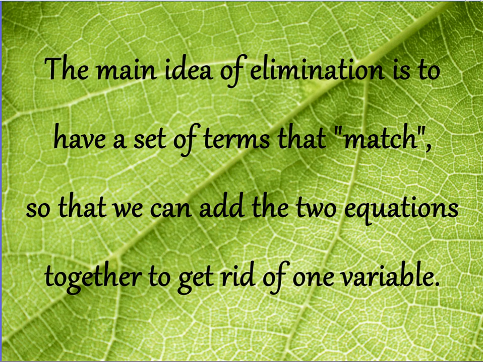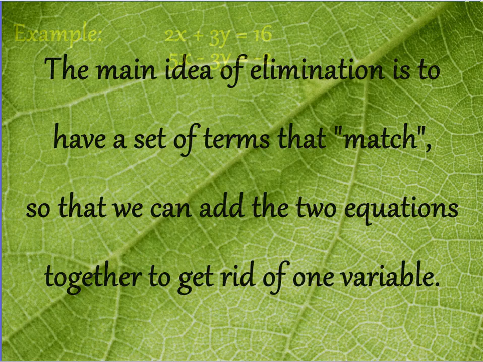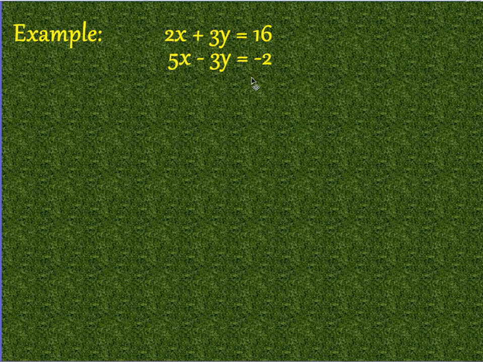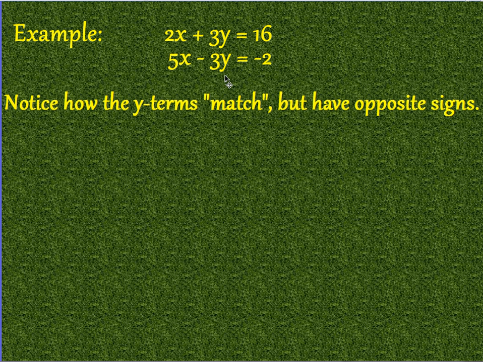The main idea of elimination is to have a set of terms that match so that we can add the two equations together to get rid of one variable. And let me show you what I mean. Here I have a set of equations. Both have x variables and y variables and constants. And notice that our y terms actually do match. They're both 3y's. They do have opposite signs. One's a positive 3y and one's a negative 3y, and that's exactly what we want in elimination.